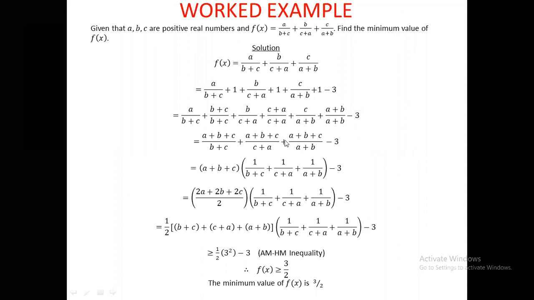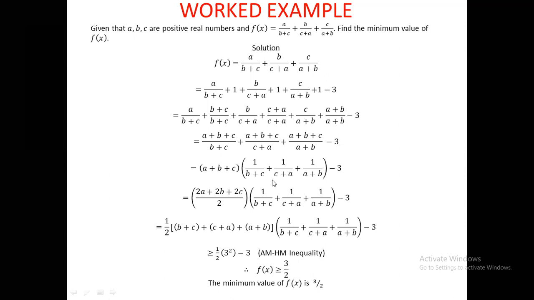Okay. So when you factor it out, you have a plus b plus c times 1 over b plus c plus 1 over c plus a plus 1 over a plus b. Okay. Now what do we do from here? Of course, your minus 3. What do we do from here? Now we think of what to do.